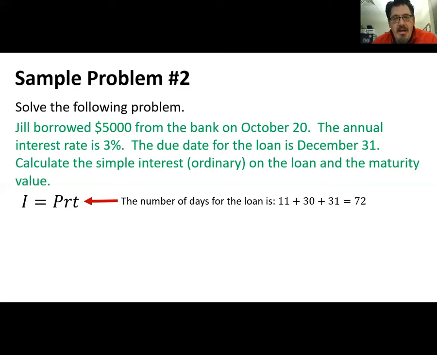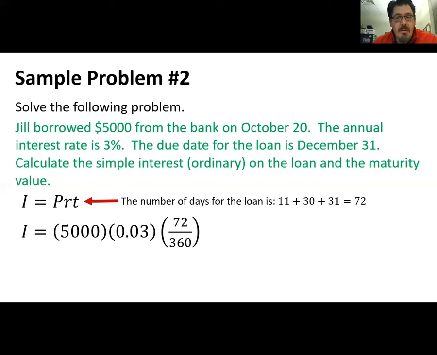The reason for that is it makes doing the calculations a little easier in the sense that when you think about months and weeks and all that kind of stuff, if there are roughly 30 days in a month, there's 12 months in a year, 360 is where that number comes from, essentially. So whenever you see ordinary interest, know that the number of days you're going to use when you calculate the time is 360. Now, with that being said, we're going to plug in our values into the simple interest formula.